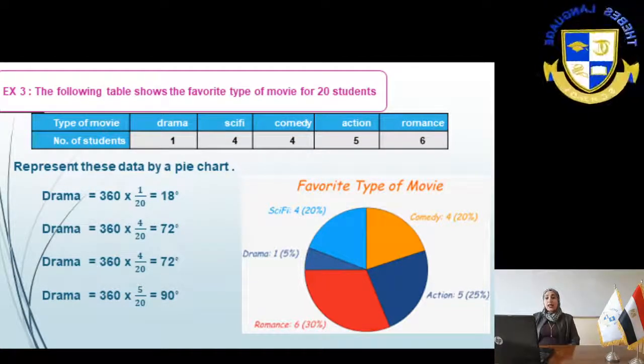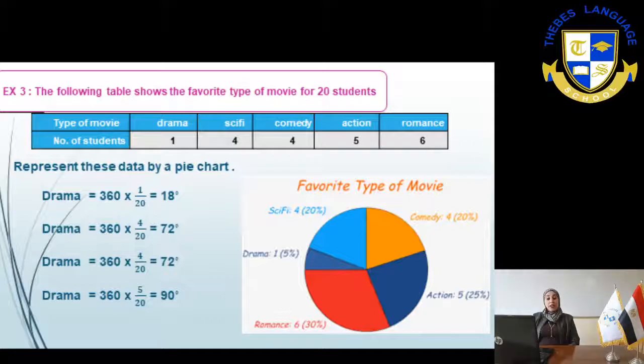And again, action equals 360 times 5 over 20, equals 90 degrees. And the last one, romance, equals 360 times 6 over 20, equals 108 degrees.